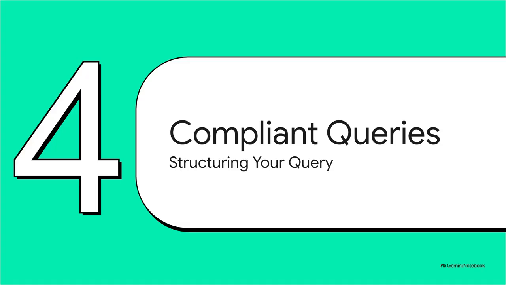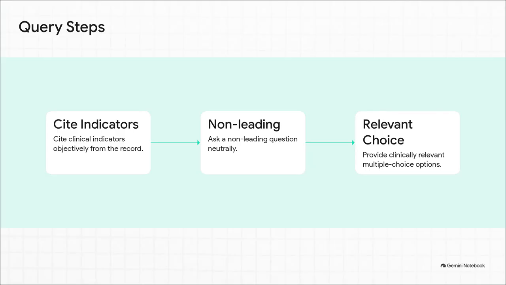Section 4. Structuring a compliant query. We've got the evidence. Now how do we build a compliant query? Building this out involves 3 non-negotiable steps. Number 1, cite your clinical indicators objectively, with exact sources and dates. Number 2, ask a non-leading question. It is strictly forbidden to lead the provider toward a desired financial or quality outcome. And number 3, provide clinically relevant multiple-choice options that genuinely allow the physician to exercise their independent medical judgment.